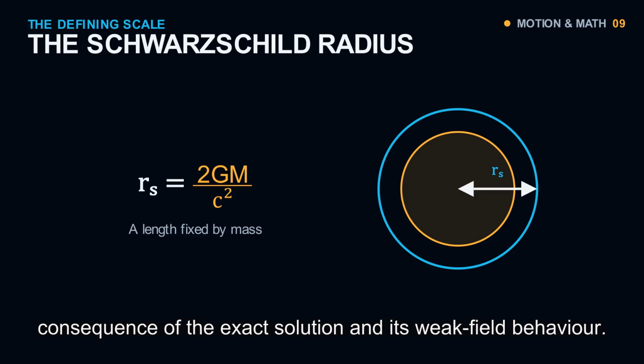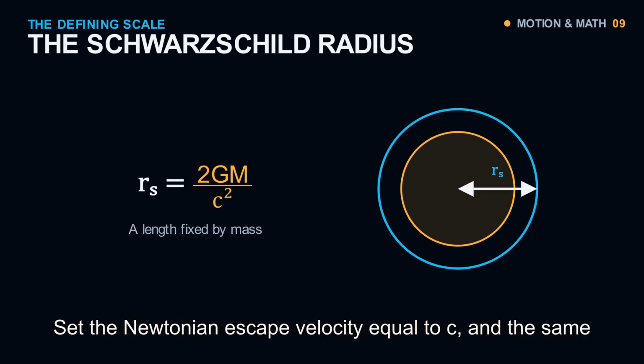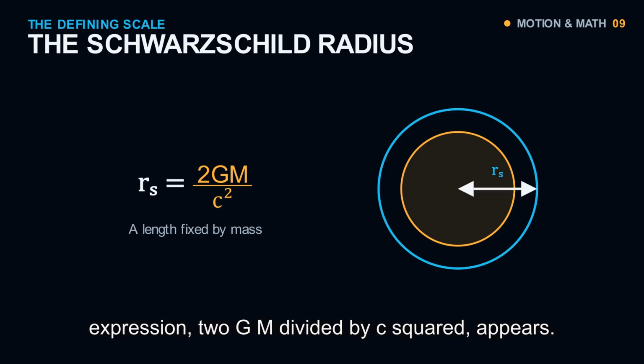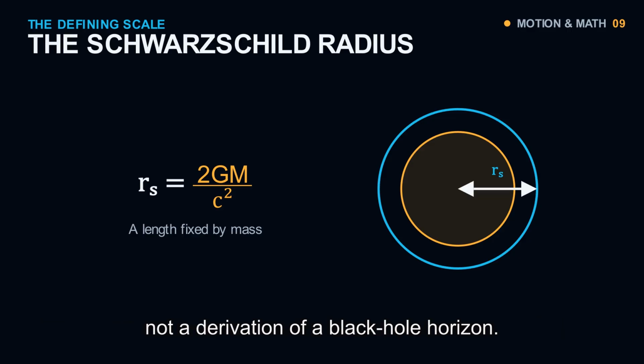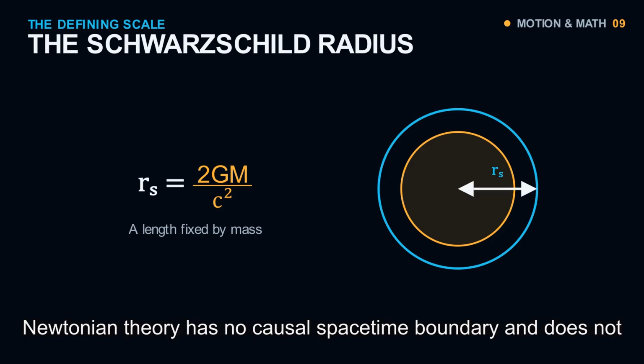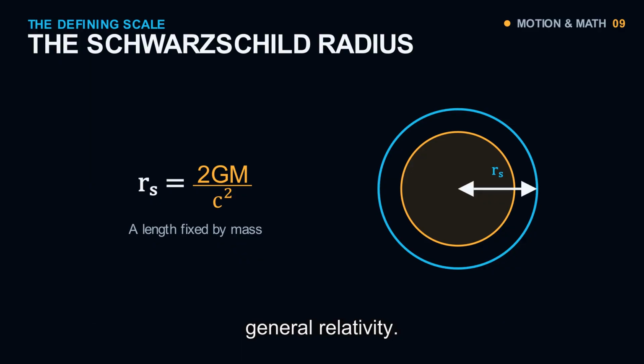This is not a guess based on escape velocity; it is a consequence of the exact solution and its weak field behavior. There is a popular shortcut. Set the Newtonian escape velocity equal to c, and the same expression, 2GM divided by c squared, appears. That is a useful numerical coincidence and mnemonic, but it is not a derivation of a black hole horizon. Newtonian theory has no causal spacetime boundary and does not treat light correctly. The Schwarzschild radius acquires its true meaning only in general relativity.